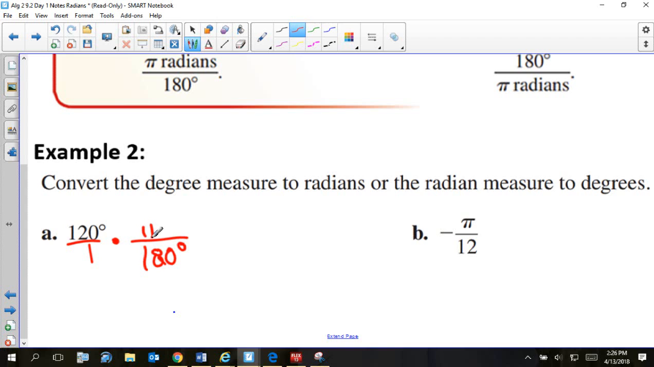So the radians is going to be on top. When I multiply straight across, my degrees cancel. The degree symbols cancel out. We get 120 pi over 180 radians. And then we will reduce this. We're not going to type pi into the calculator because it gives us a horrible decimal. Just reduce this. So what can we reduce 120 and 180 by?